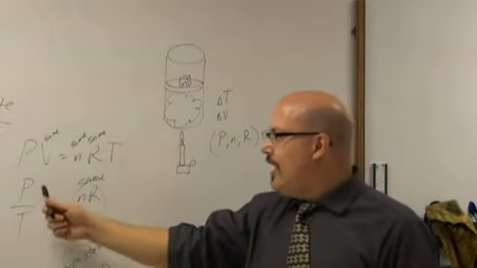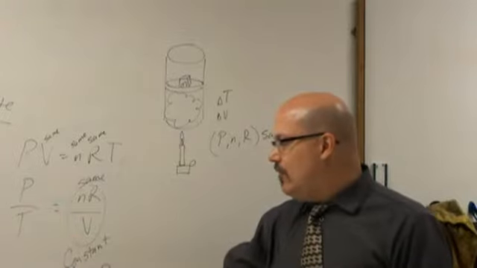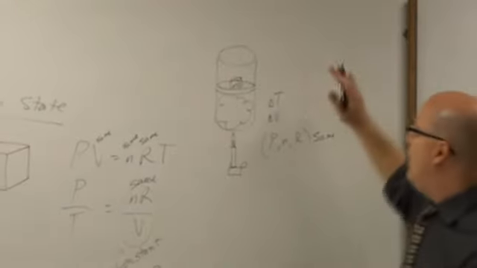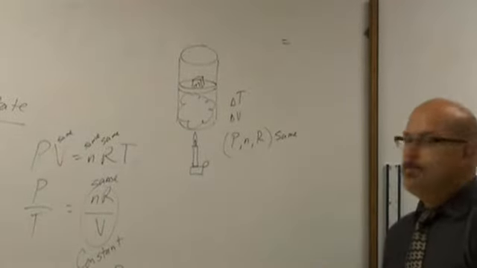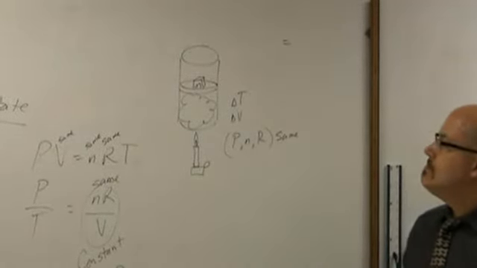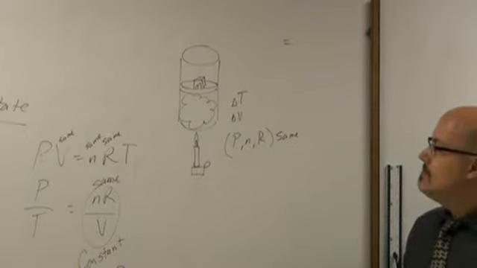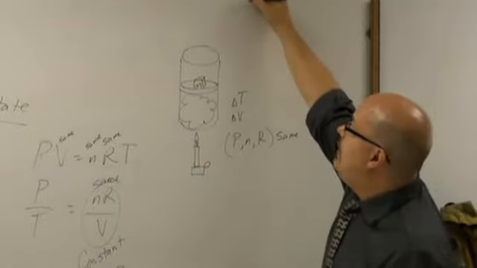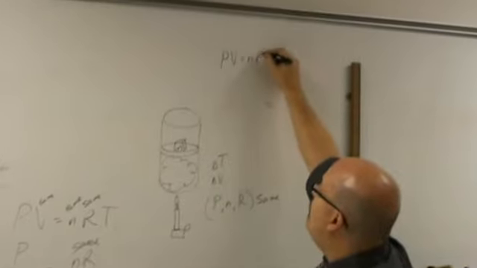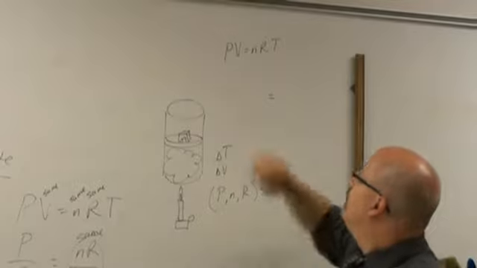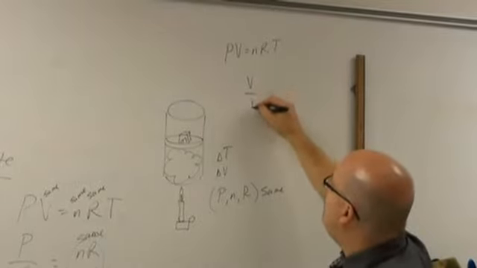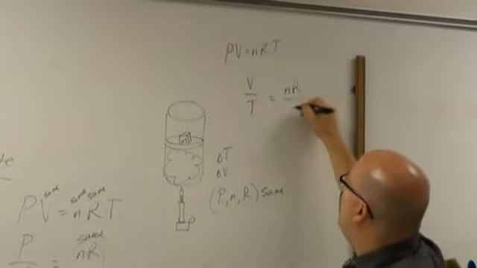So in this particular one, I'd like for you to write, what will our equation look like? Over here, we had P over T equals a constant, or P1 over T1 equals P2 over T2. What will it look like here? What over here equals what over here? PV equals nRT. V over T equals nR over P.